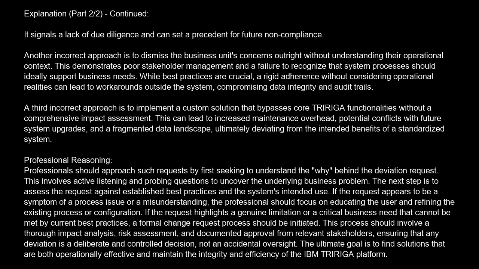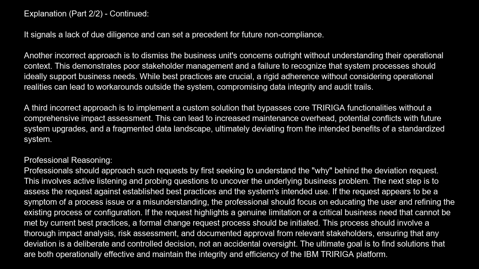Professional reasoning. Professionals should approach such requests by first seeking to understand the why behind the deviation request. This involves active listening and probing questions to uncover the underlying business problem. The next step is to assess the request against established best practices and the system's intended use. If the request appears to be a symptom of a process issue or a misunderstanding, the professional should focus on educating the user and refining the existing process or configuration.